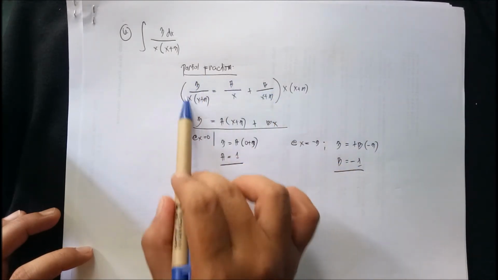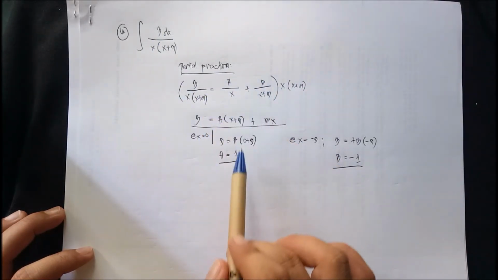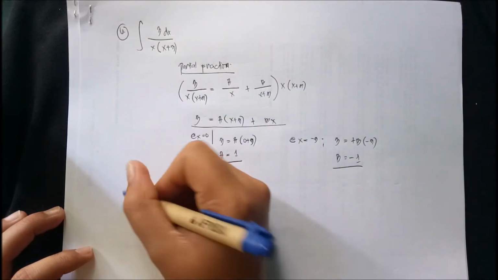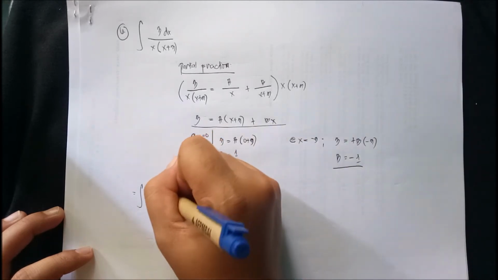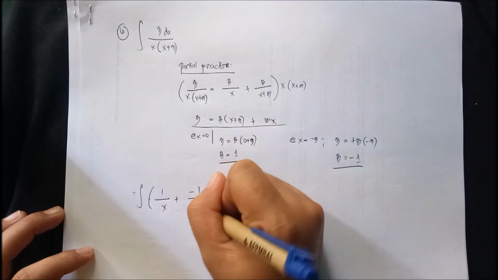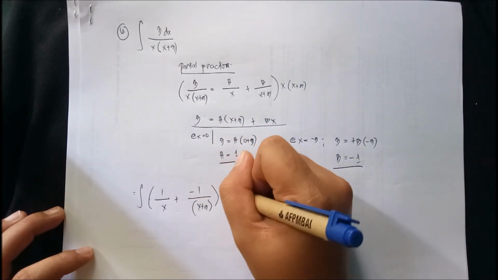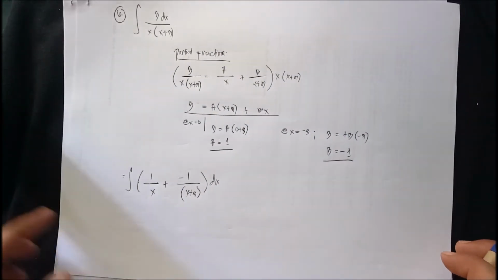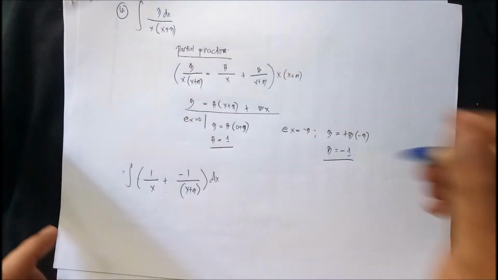Pwede na siyang, ito na yung equivalent niya, such that A is 1, B is negative 1. So, this becomes the integral of (A is 1 over x, plus B is negative 1 over x plus 3) dx. Okay? So, more or less, class, mas madali na nating mahanap dun sa ating table kung saan ba ito nag-fall kesa dito.